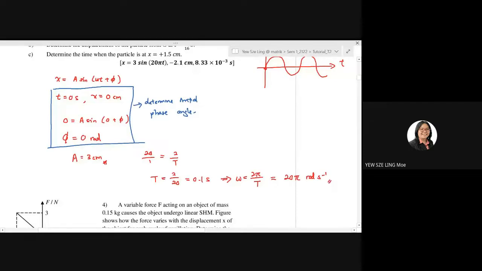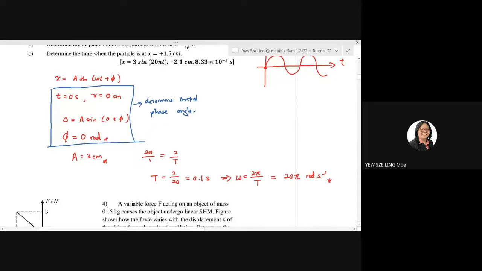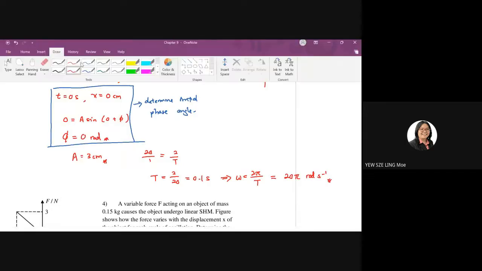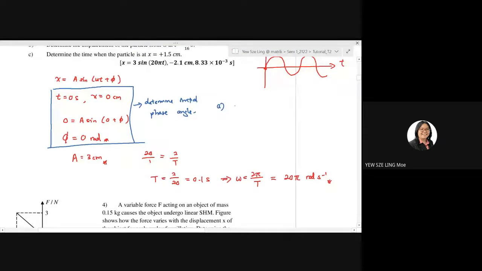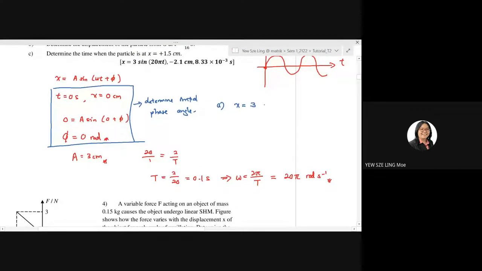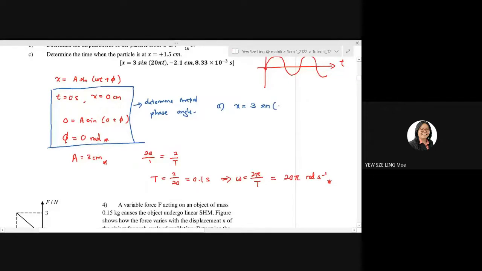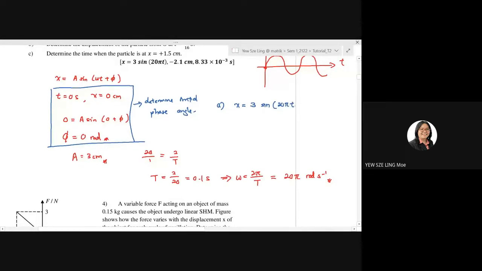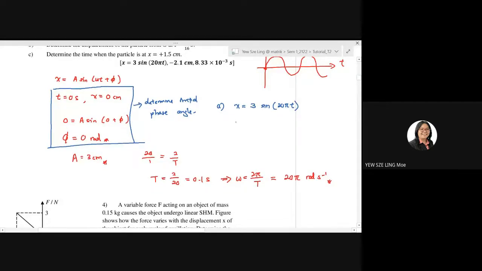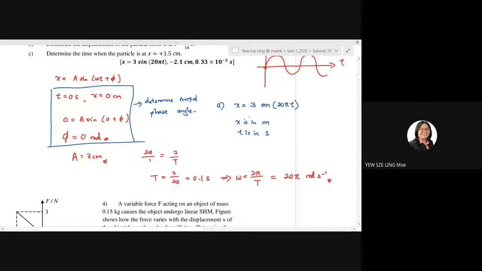So now that you have omega, you have A, you have phi, you can then write down the equation. So the answer for question A: x is equal to 3 sine 20 pi t. Plus 0, you don't have to show it, so you just close the bracket. Where x is in cm and t is in seconds. So that is the answer for question A.